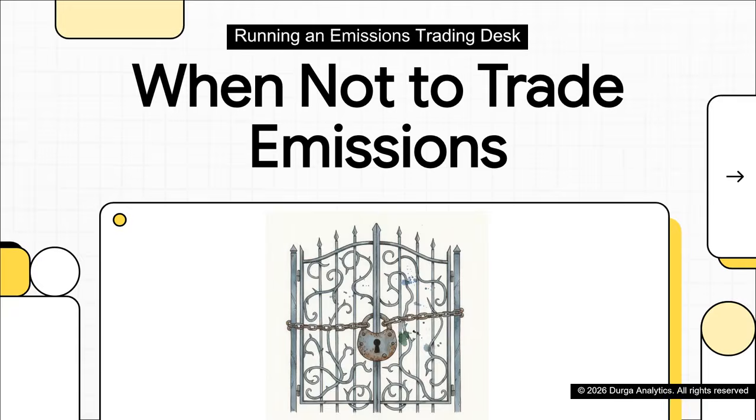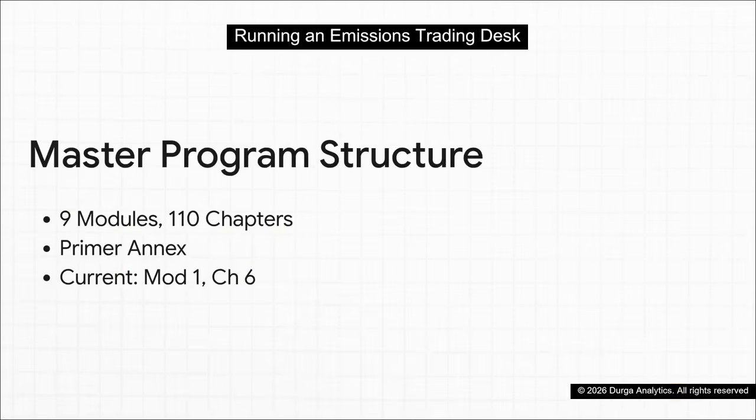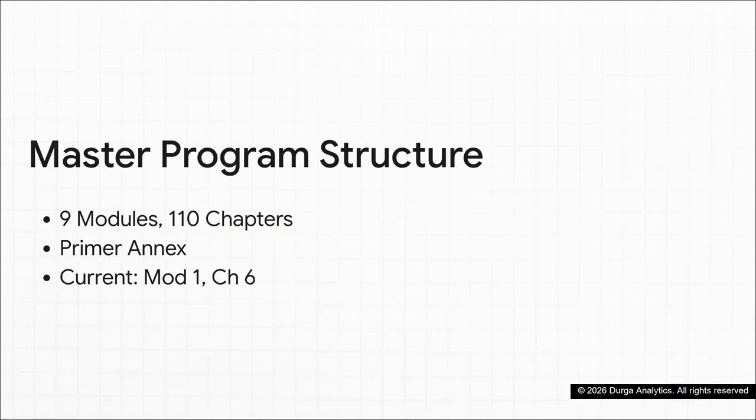Let's find out. Just to quickly orient us, remember we're on a sequenced journey across 9 modules and 110 chapters. That's not counting Module 00, our primer annex, which sits before Chapter 1. Today we are landing squarely in Module 1, Chapter 6, building directly on everything we've established about the 2-book control set.